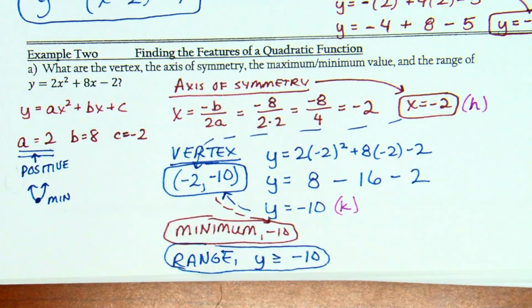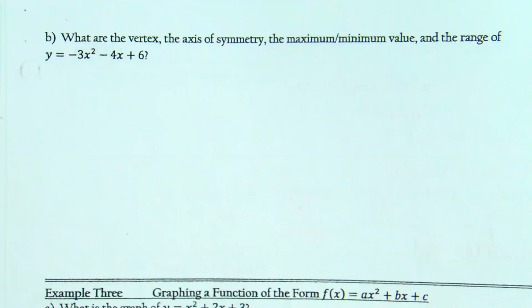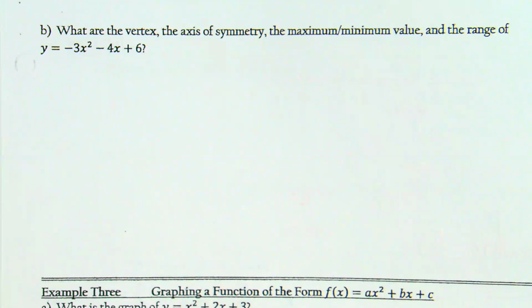What are the vertex, axis of symmetry, max, min value, and range of said equation? y equals negative 3x squared minus 4x plus 6. Okay, what are you guys starting off with? Axis of symmetry. How do we find axis of symmetry? Negative b over 2a.